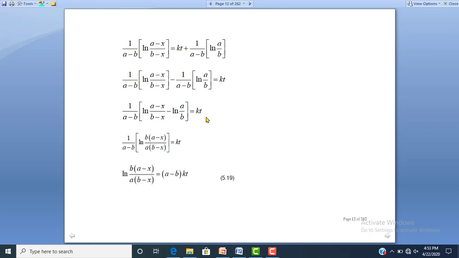So equation 5.18 will be equal to 1 over a minus b into log natural a minus x divided by b minus x is equal to kt plus 1 over a minus b into log natural a over b. Dear students, this part that I am showing with my cursor is actually the value of c, and this part that I am showing now is the part of equation 5.18.